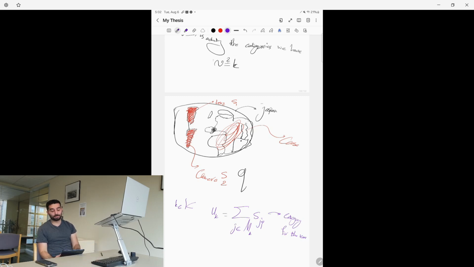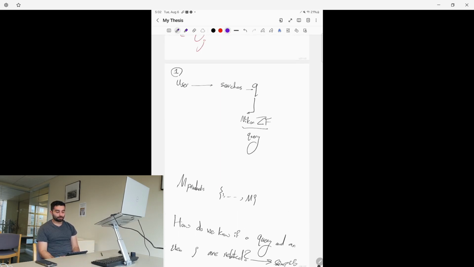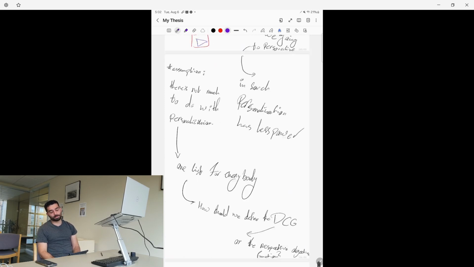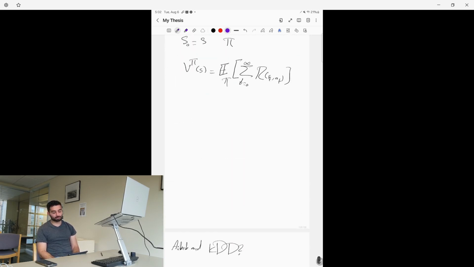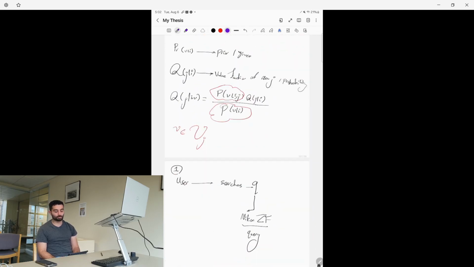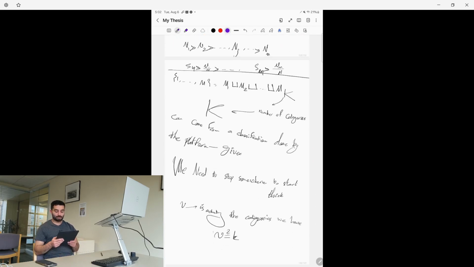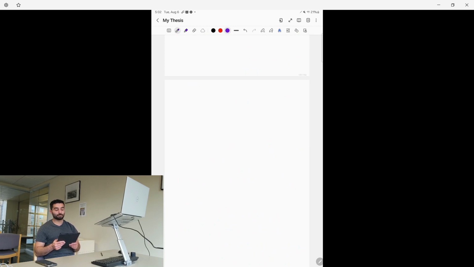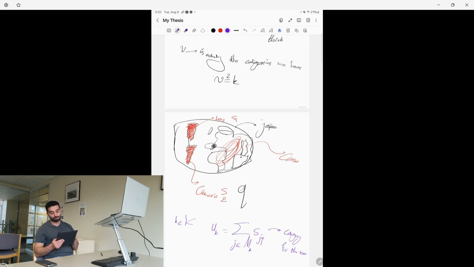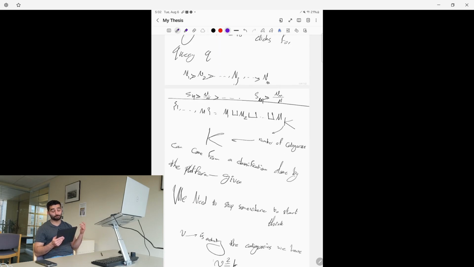Okay, I assume that products are sorted based on their score at the beginning. Let's assume that there is no harm in it. But we didn't assume that M1, M2, MK are ordered, right? This is a wrong assumption to have, actually.